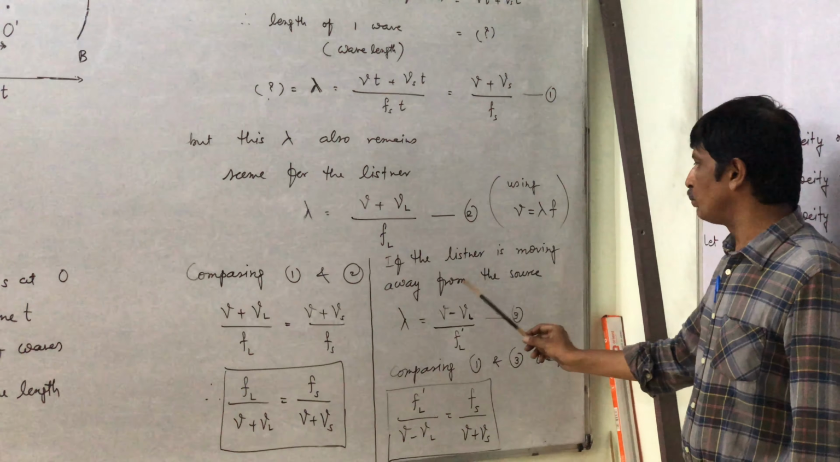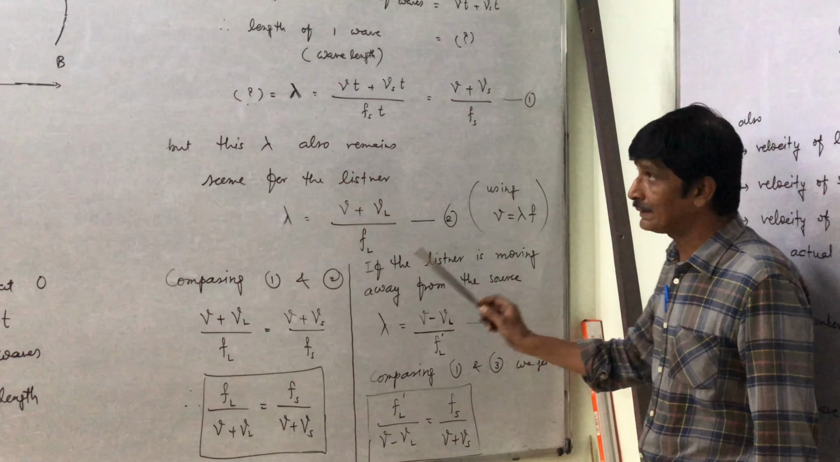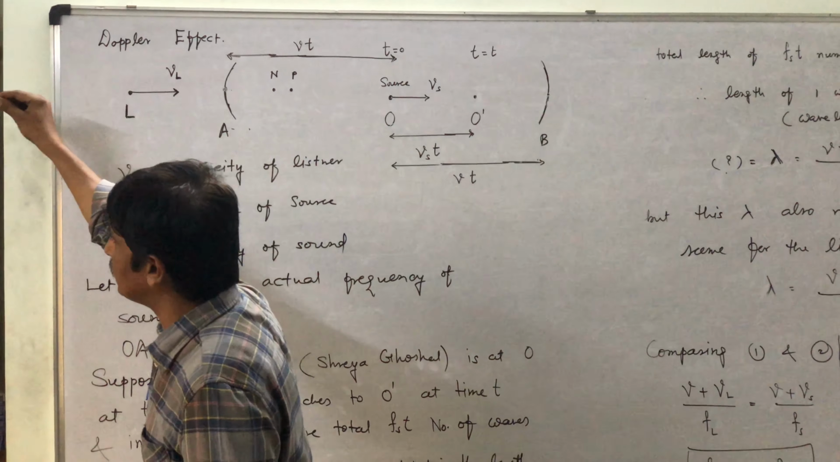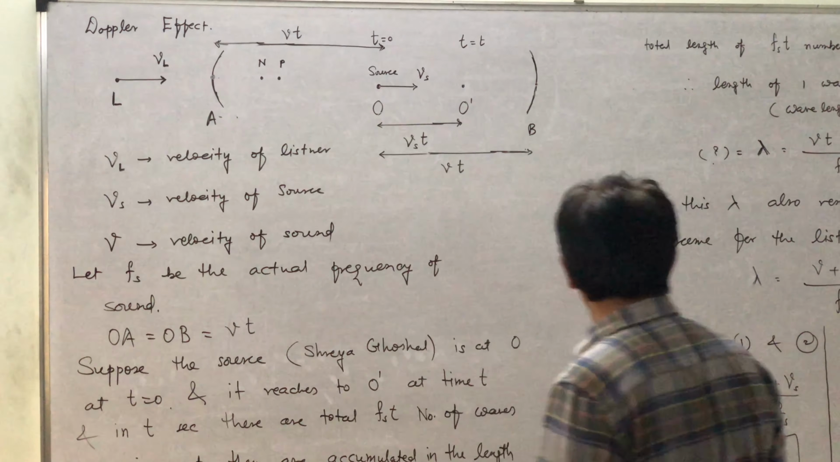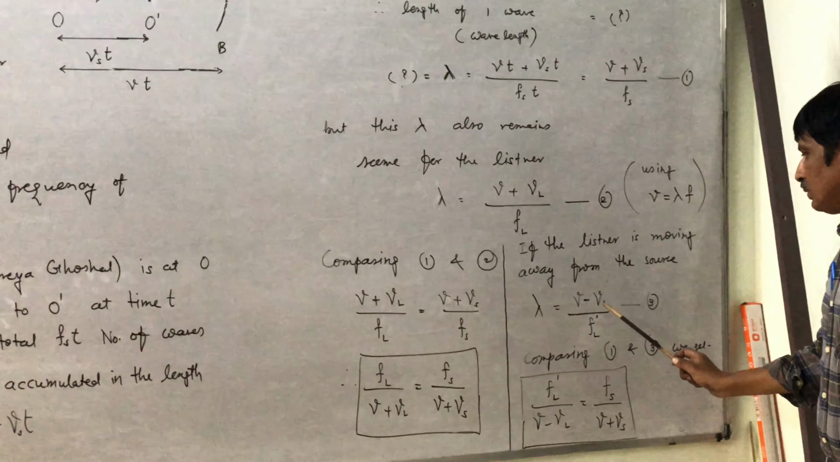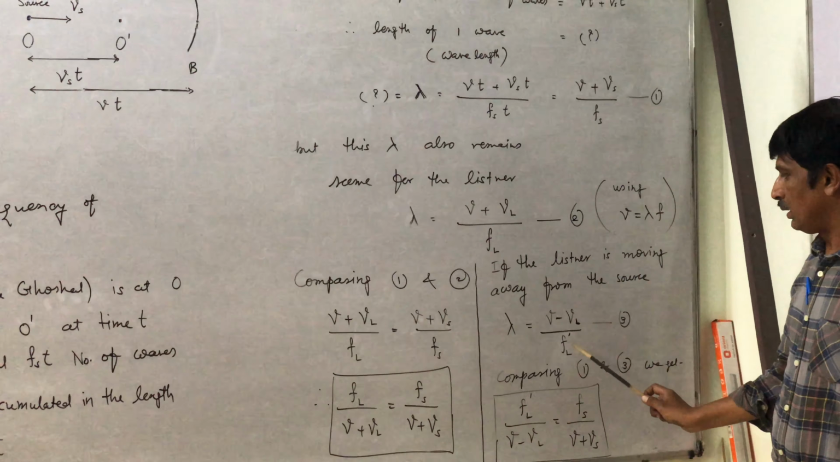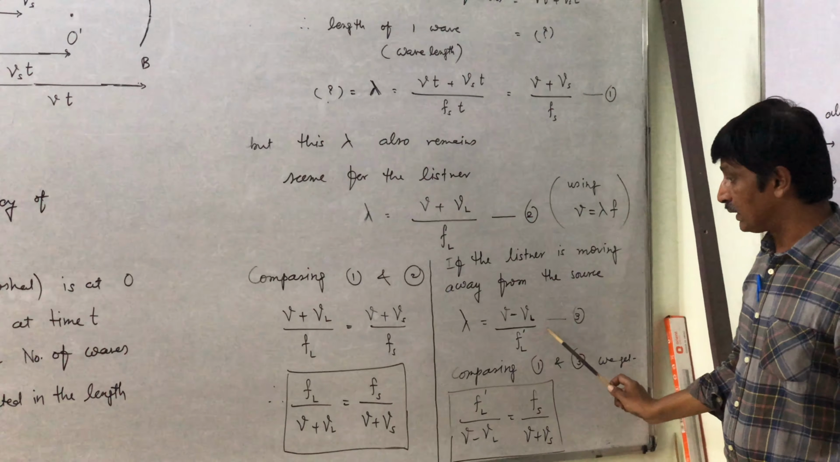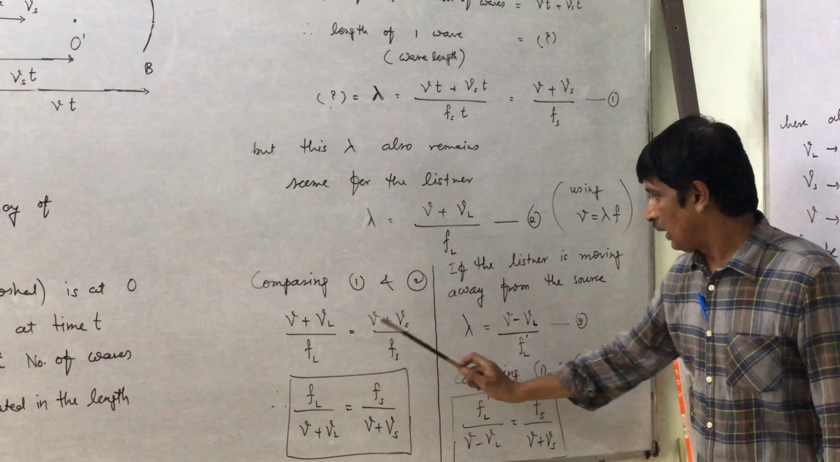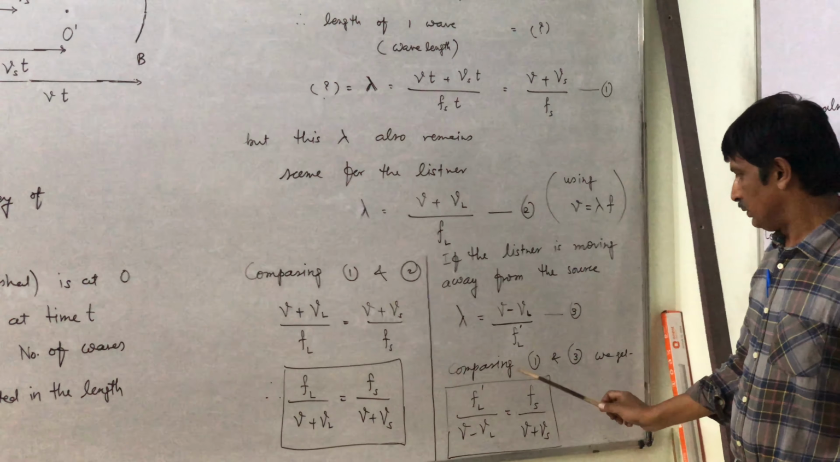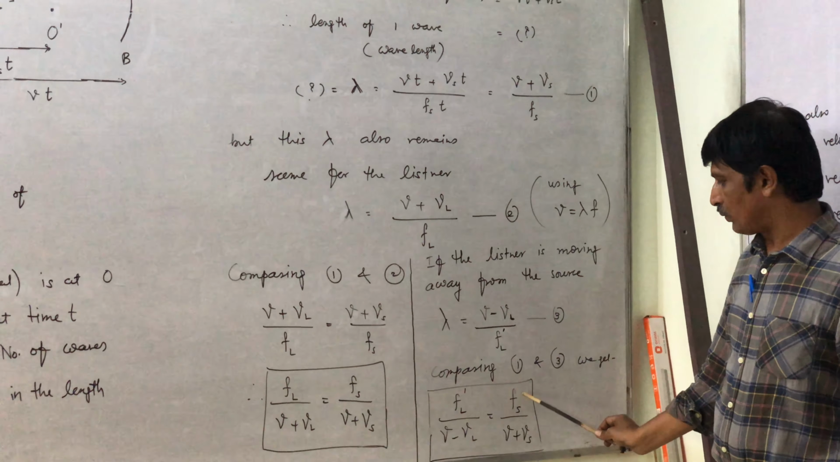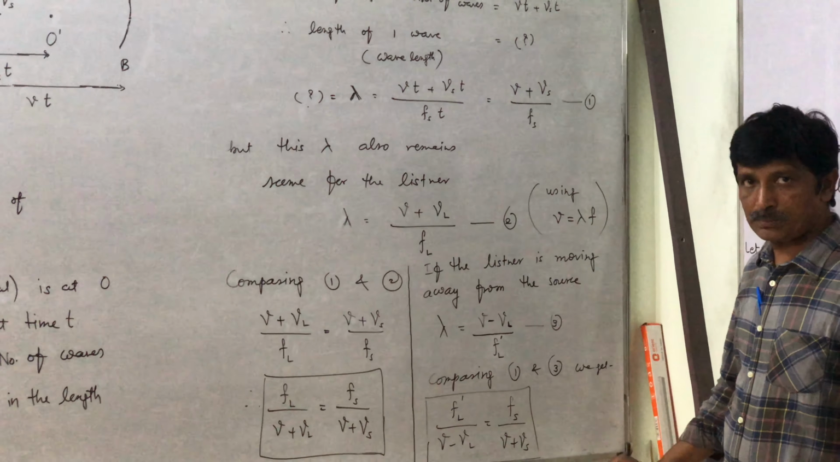If the listener is moving away from the source, in this case suppose the listener is moving toward this side, away from the source, then the velocity of sound for the listener is v minus vl, and suppose the frequency experienced by the listener is fl dash. This fl and this fl dash are different. So comparing 1 and 3, we get fl dash upon (v minus vl) equal to fs upon (v plus vs). Case 2.